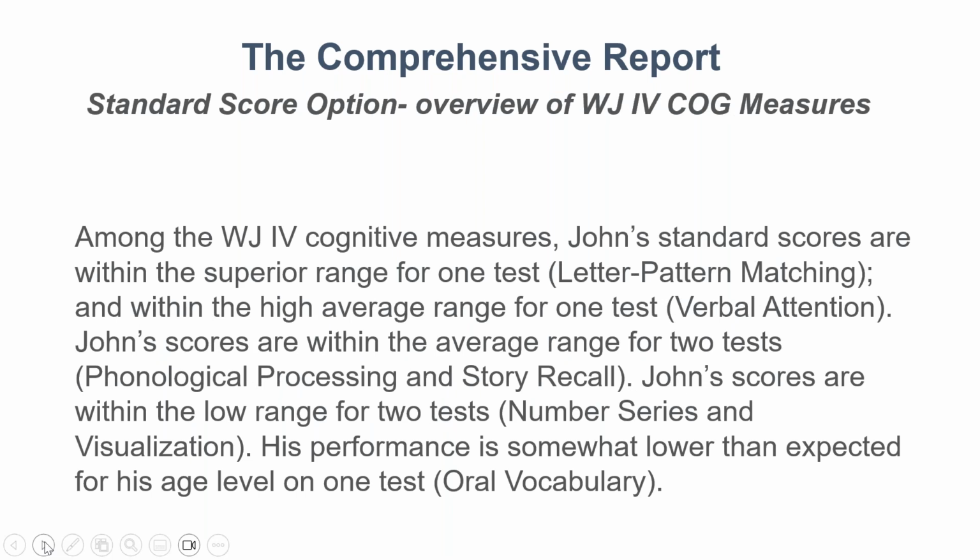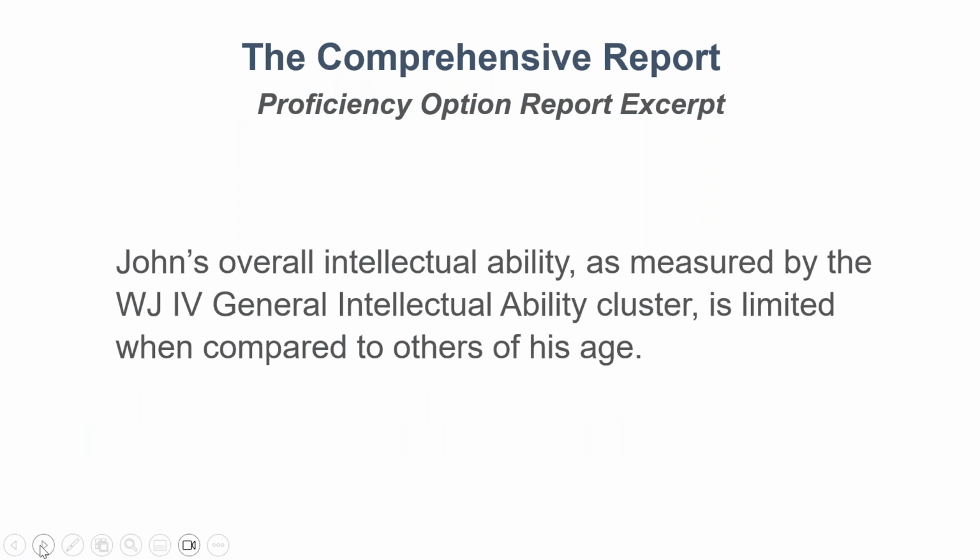And then here's another example of the standard score option. It just basically goes through and talks about his standard scores being within the superior range for one test, the letter pattern matching, and within the high average range for one test, verbal attention. So it's basically regurgitating what's in the table of scores. But you as an evaluator have to go deeper into the interpretation. So what does this mean for the student, and how is it likely to affect the student in the classroom?